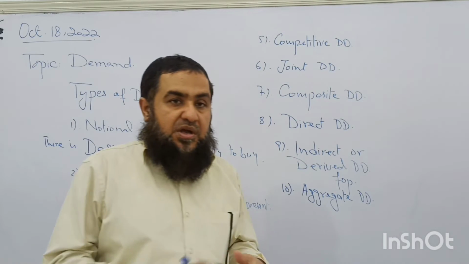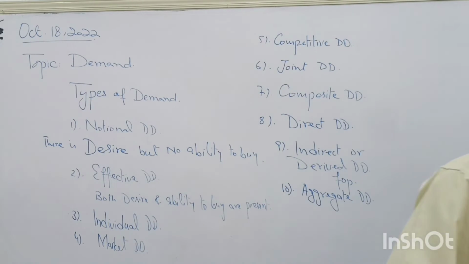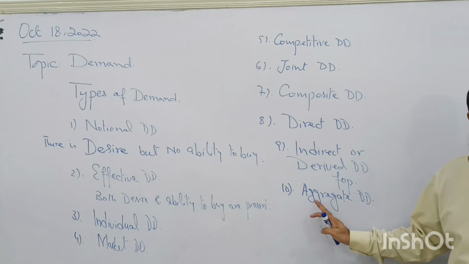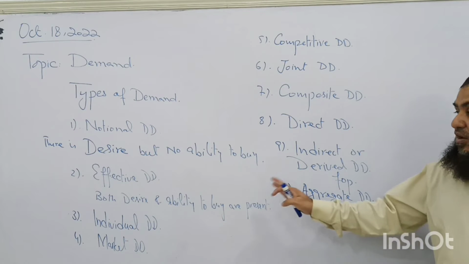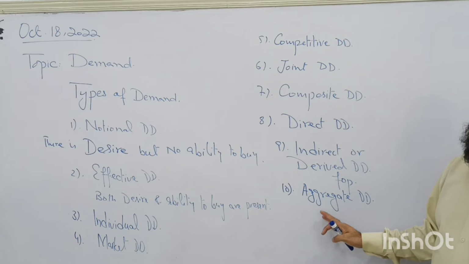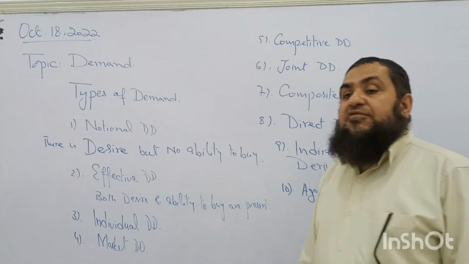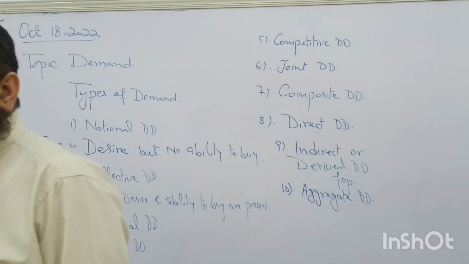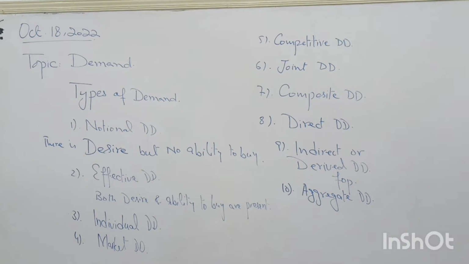Aggregate means total. How many goods are produced in our country? Maybe more than 400 goods are produced in our country in 1 year. So the demand for all the goods and services produced by a country in a given year is called aggregate demand. This is a macroeconomic concept. All the others were microeconomic demand. When we talk about aggregate demand, it is the demand for all the goods and services produced by a country in a given year.